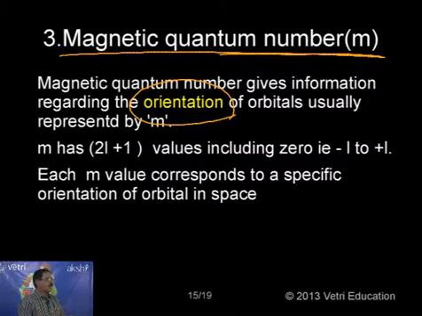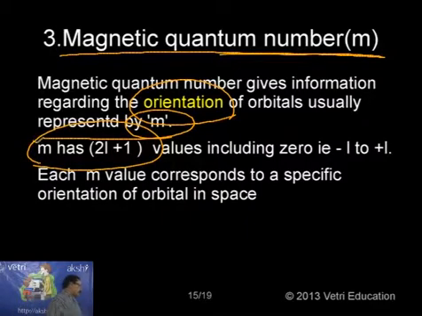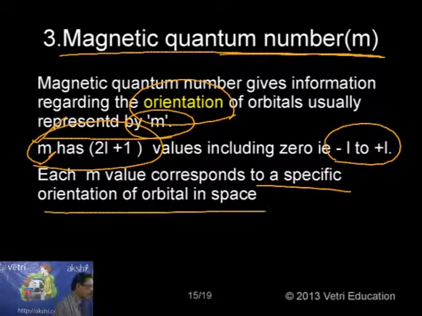So the magnetic quantum number gives information regarding the orientation of orbitals, usually represented by m. What is m? The number of m values can be given as 2l plus 1. So if you know the l value, we can calculate m. The values run from minus l to plus l, including 0, and that will give the m values. Each m value corresponds to a specific orientation of an orbital in space. This is the most important information regarding the magnetic quantum number.